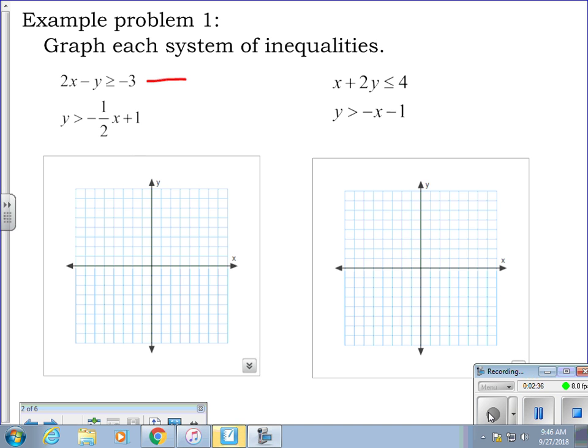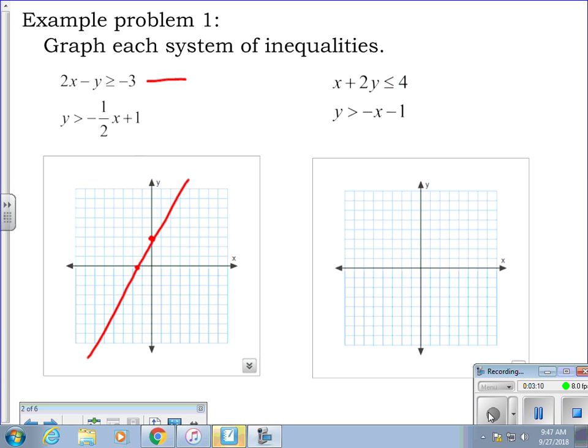This is in standard form, so I'm going to use standard form to graph it. Let x be 0. Negative y equals negative 3, so y equals 3. So my y-intercept is 3. Let y be 0, and I get 2x equals negative 3, so x equals negative 3/2, which is negative 1.5. Now, do I have a solid line or a dashed line? I have a solid line. And I have to test and shade. You do have to test and shade.